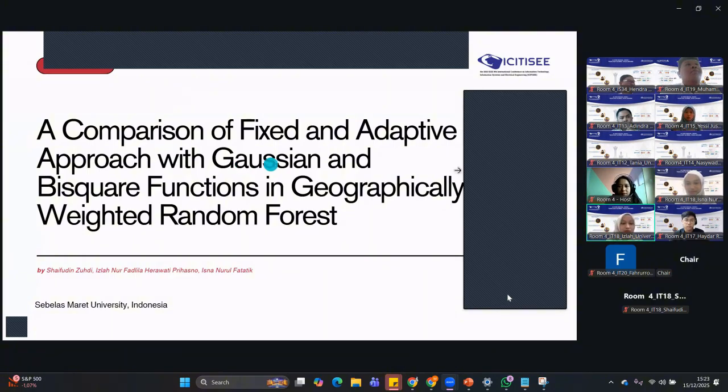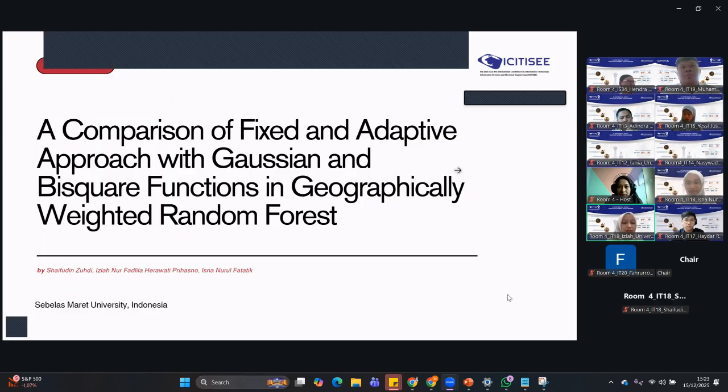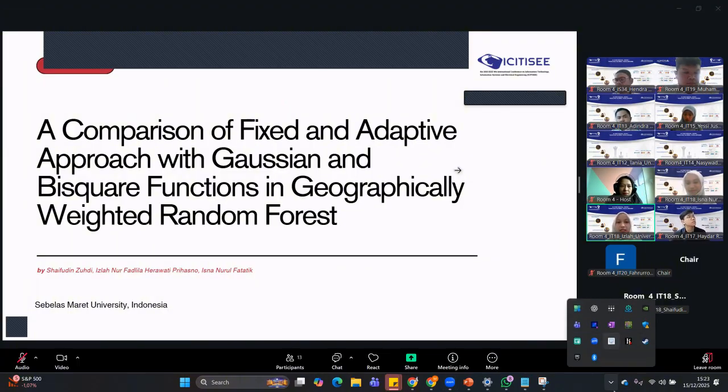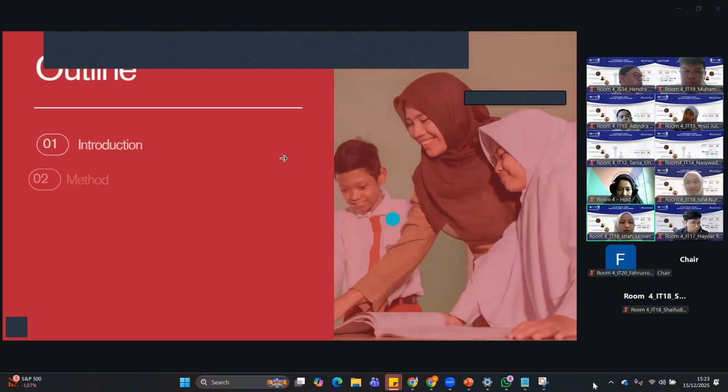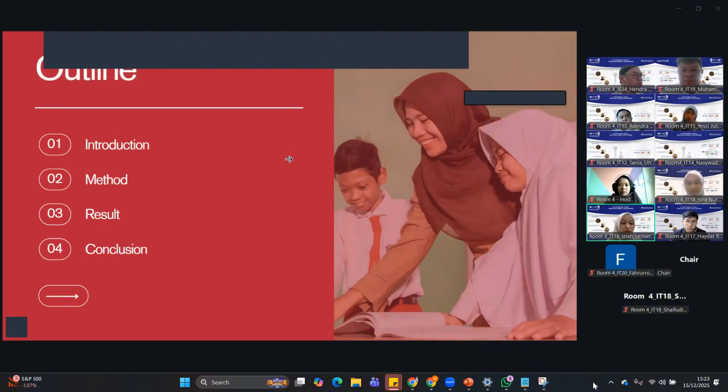Good afternoon, ladies and gentlemen. My name is Isla Nurfadila Ratbrasno, and today I will present our paper entitled A Comparison of Fixed and Adaptive Approach with Gaussian and Bi-square Function in Geographically Weighted Random Forest. This research was conducted together with Mr. Saifuddin Zuhdi and Isna Nurul Fatati. This presentation will cover 4 main parts: introduction, method, results, and conclusion.